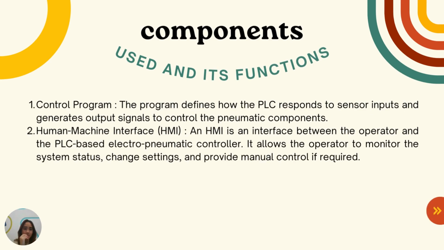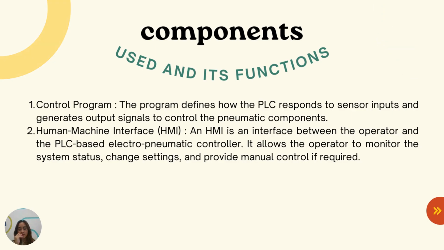Third is the control program. The program defines how the PLC responds to sensor inputs and generates output signals to control the pneumatic components. And fourth is the human machine interface, or HMI. It is an interface between the operator and the PLC-based electropneumatic controller. It allows the operator to monitor the system status, change settings, and provide manual control if required.